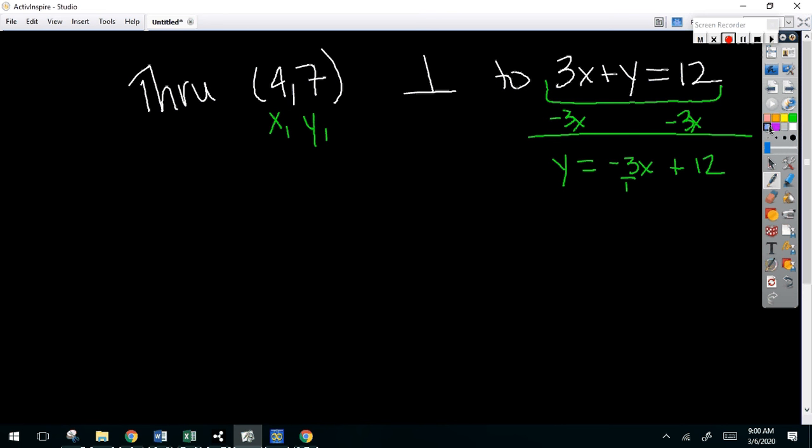What would my new slope be? So this is negative 3 over 1. What would the perpendicular slope be? Anytime you have a whole number, you can put it over 1. 1 over 3, positive 1 over 3. Let me ask you this. What would the parallel slope be?